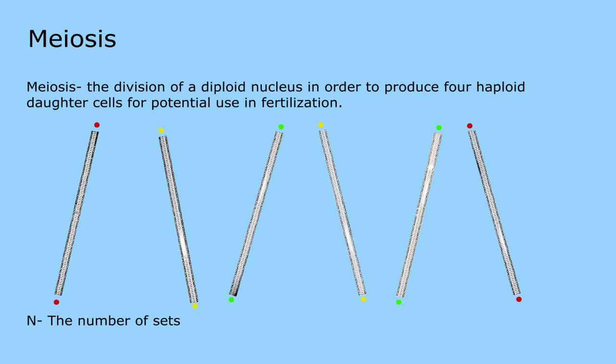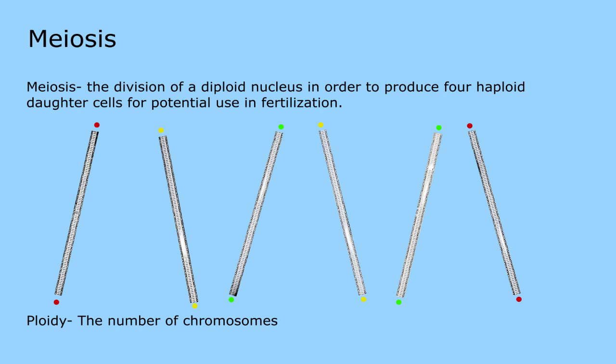N is the number of sets of homologous chromosomes in a given cell. The value of n is constant in all the cells of a given organism. What is the value of n in this particular cell? Each dot represents a particular set, and the chromosomes which have the same colored dots are homologous. In this case, we have 3 different dot colors: red, yellow, and green. Therefore, the value of n is 3.